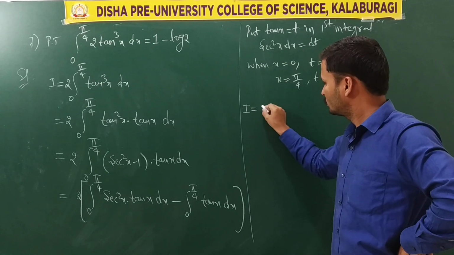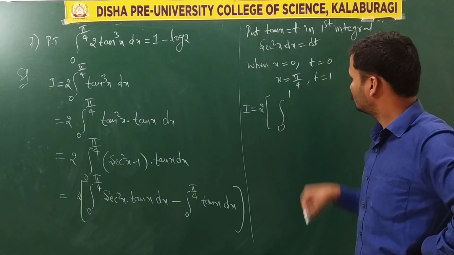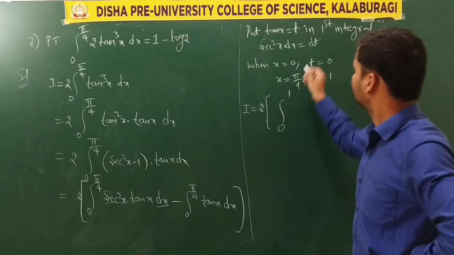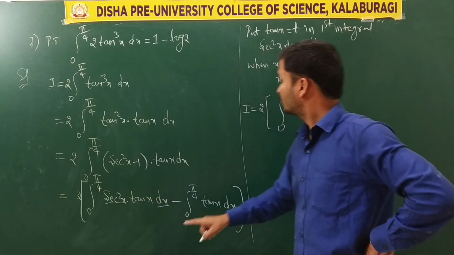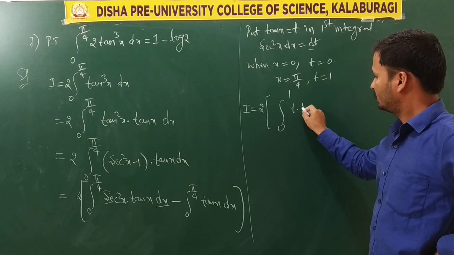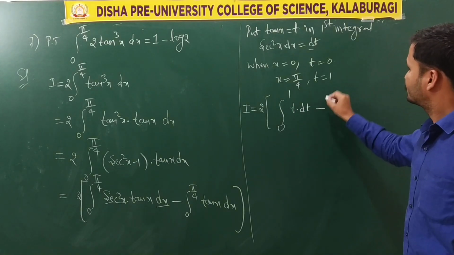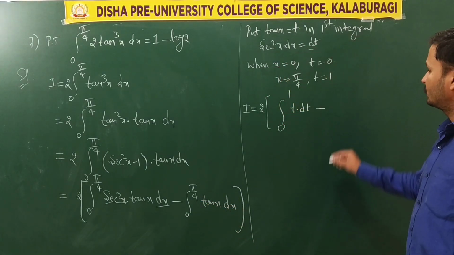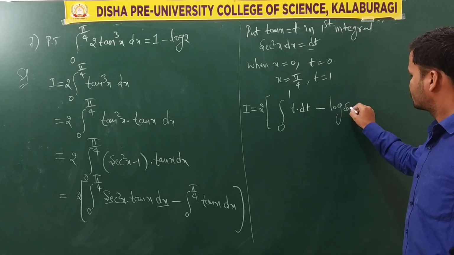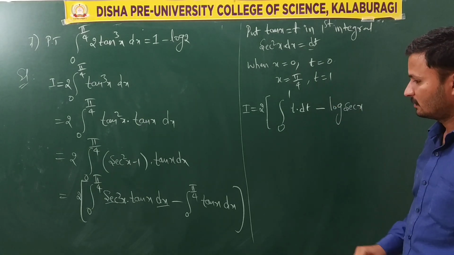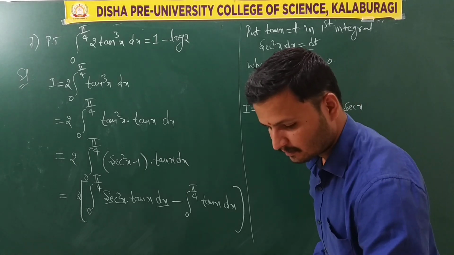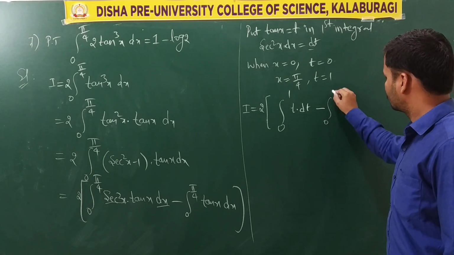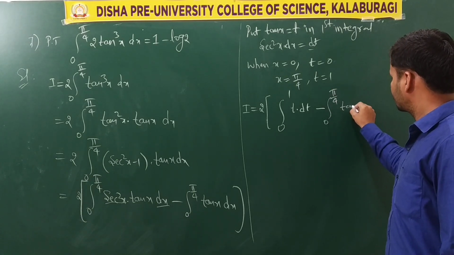So now I is equal to 2 times of the integral from 0 to 1. Here see, secant square x dx is dt, and tan x is t, so t into dt, minus the integration from 0 to pi by 4 of tan x, where the integration of tan x is log of secant x. Wait a minute, let us integrate both simultaneously: 0 to pi by 4 tan x dx.